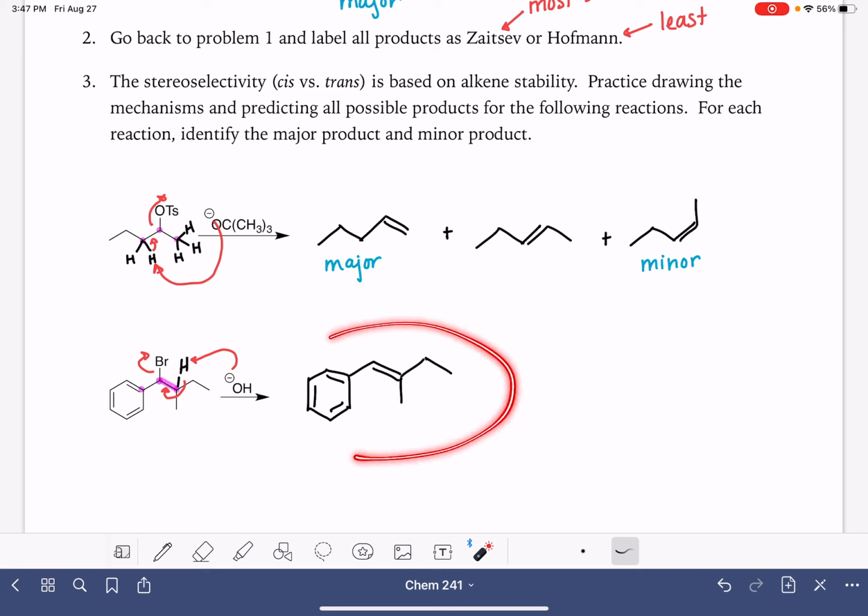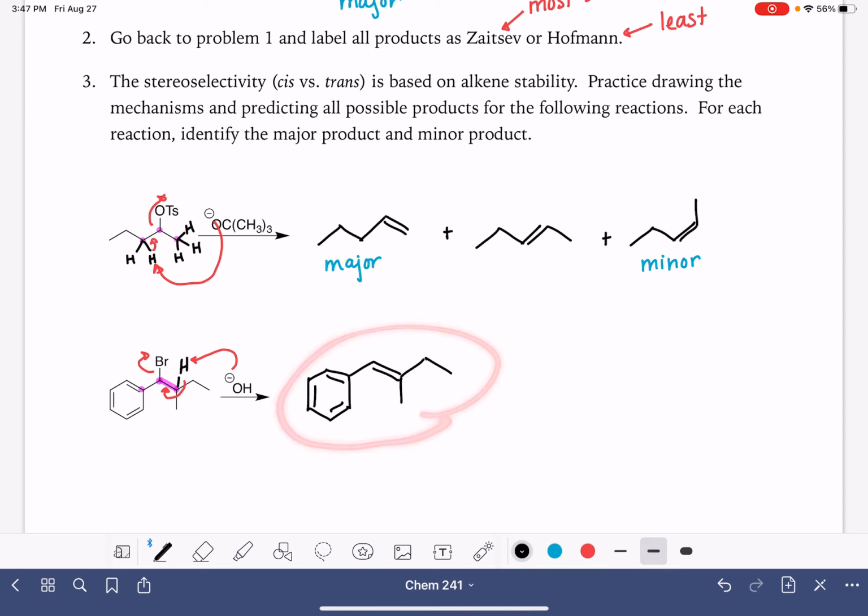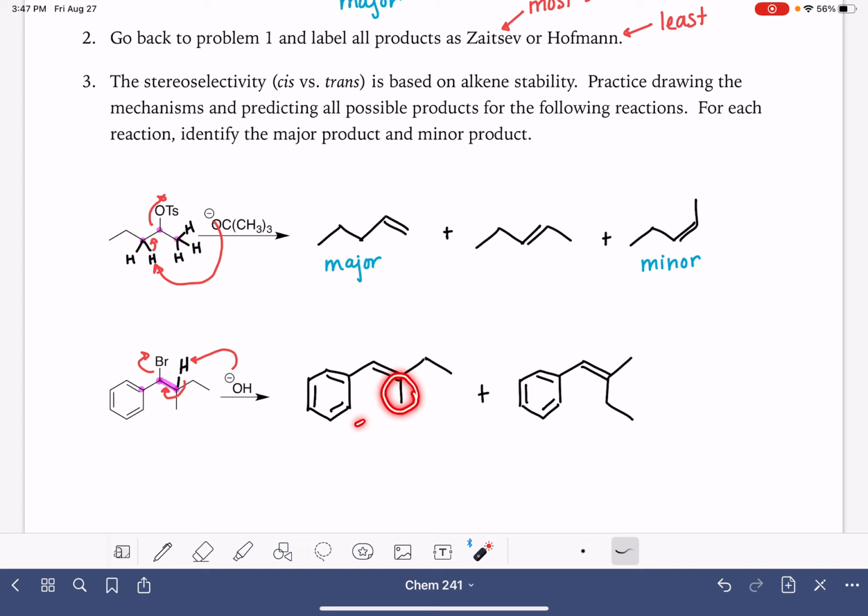Now, before we get excited, we have to ask ourselves, what about cis and trans? Could I draw this molecule in a different configuration or a different stereochemical orientation? And we can, absolutely. So right now the methyl group and the benzene ring are cis to each other, and I've drawn it now so that the methyl group and the benzene are trans to each other. And we need to decide which of these is major and which of these is minor.